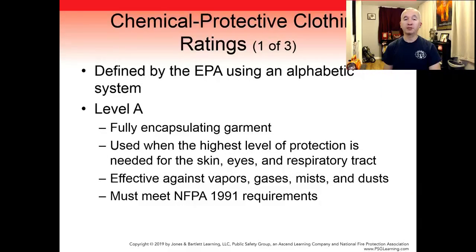With chemical protective clothing ratings, the EPA defines levels of protection using an alphabetic system. Level A is a fully encapsulated garment that completely envelops the wearer and the respiratory protection, gloves, boots, and communications equipment as well. It should be used when the hazardous material identified requires the highest level of protection for skin, eyes, and respiratory tract. It is effective against vapors, gas, mists, and dust, and it must meet the requirements for vapor protective clothing outlined in NFPA 1991.